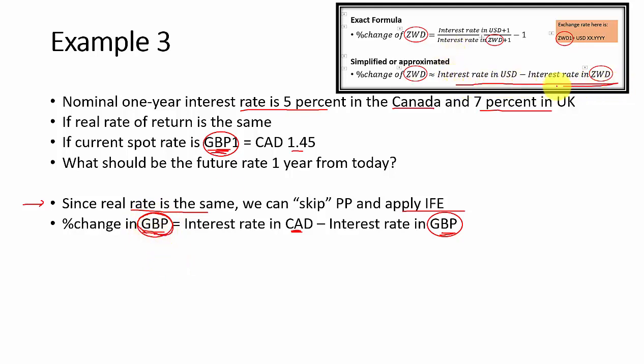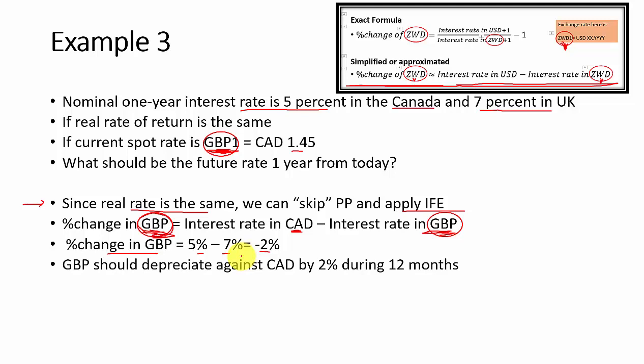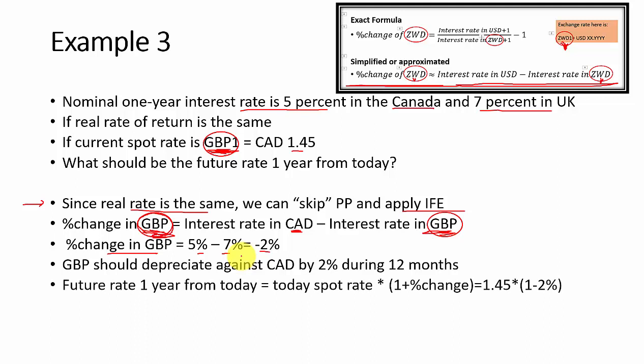Over here, I copy from our previous slide of international Fisher effect. The currency we analyze needs to be in the second place, and the exchange rate we analyze must be in that format, okay? So we look at the exchange rate of £1, we analyze percentage change of pound, and the interest rate of pound stays in the second place. That is the most confusing part, okay? And now it's easy. 5% minus pound 7%, so change in pound is negative 2%. In other words, pound should depreciate against CAD by 2% during 12 months.